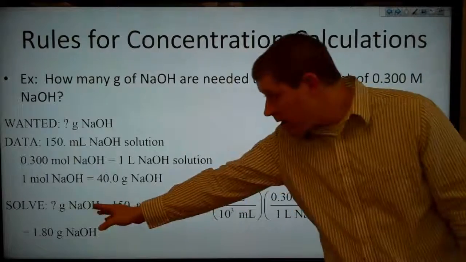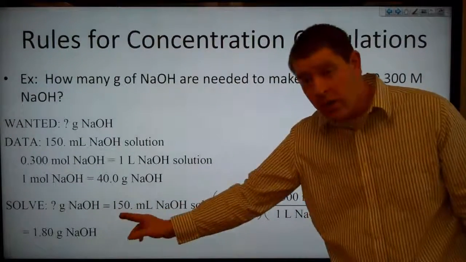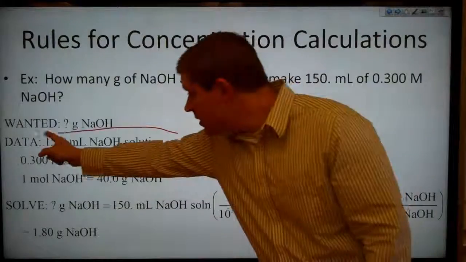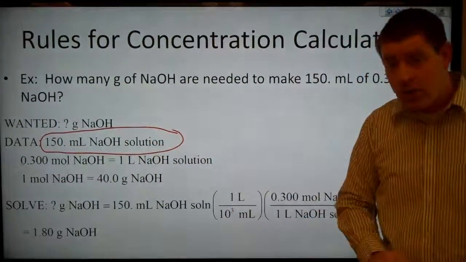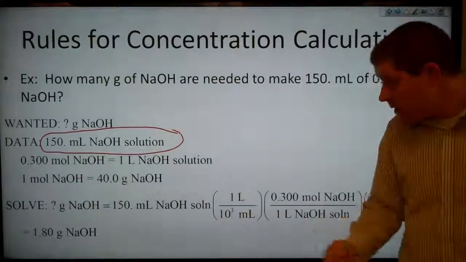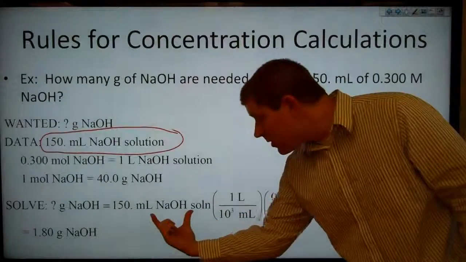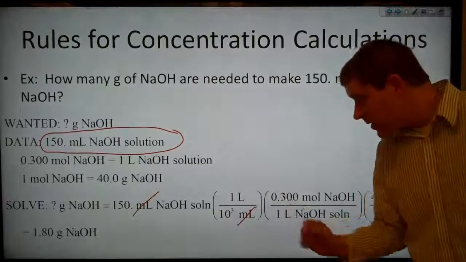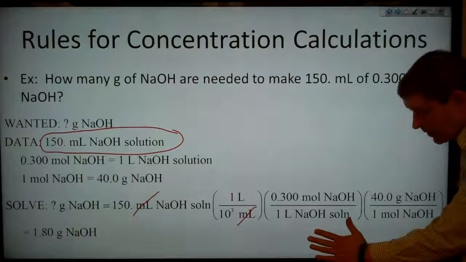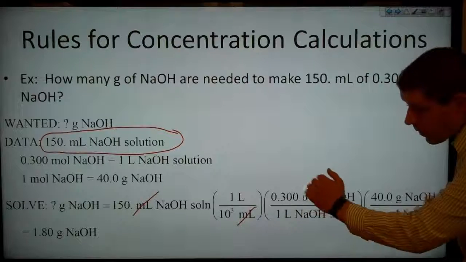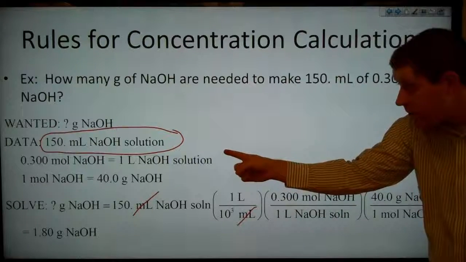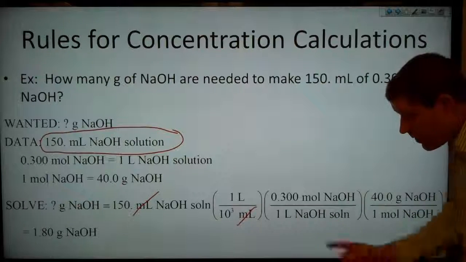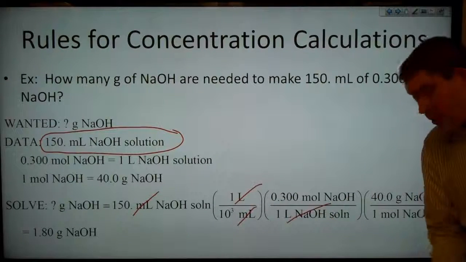And now we want a single unit, grams of sodium hydroxide, so we need to start with a single unit. The only single unit we have is this value, so that's our given. So we write that down there. We have 150 milliliters of sodium hydroxide solution. We need to get rid of milliliters and get to liters. And now we can use our concentration. We have this equality here that we got from our concentration. We have 1 liter of sodium hydroxide that we want to get rid of. So that will get rid of our liters of sodium hydroxide solution.